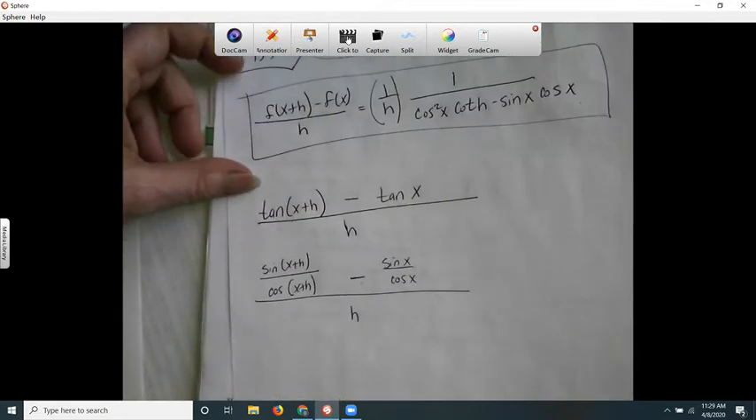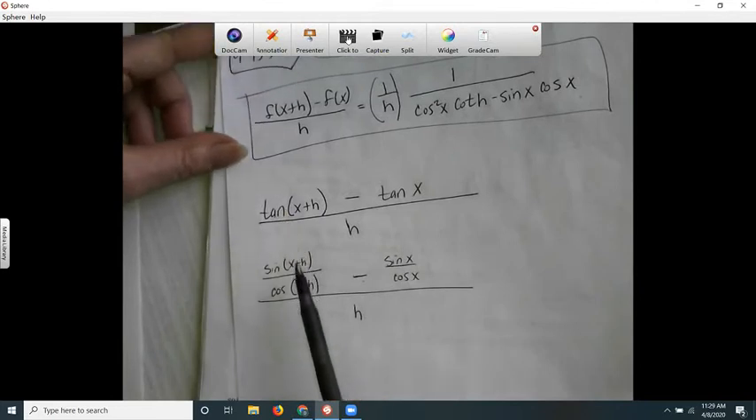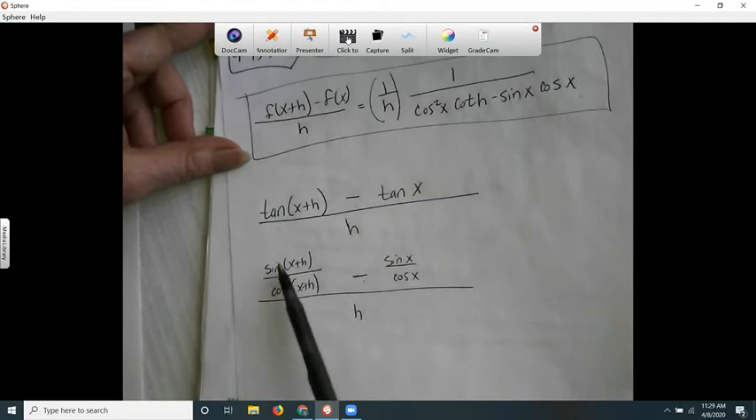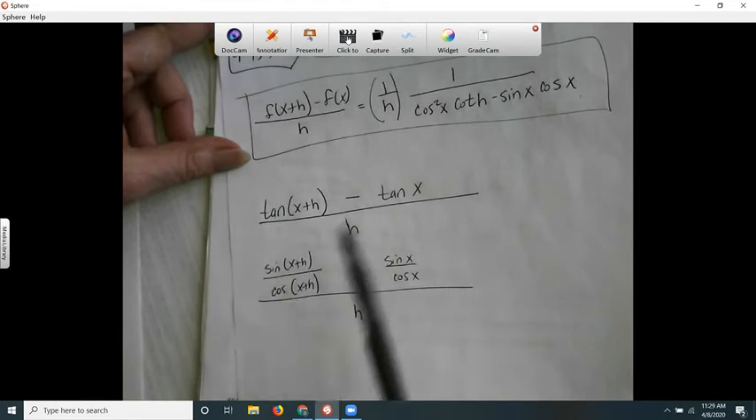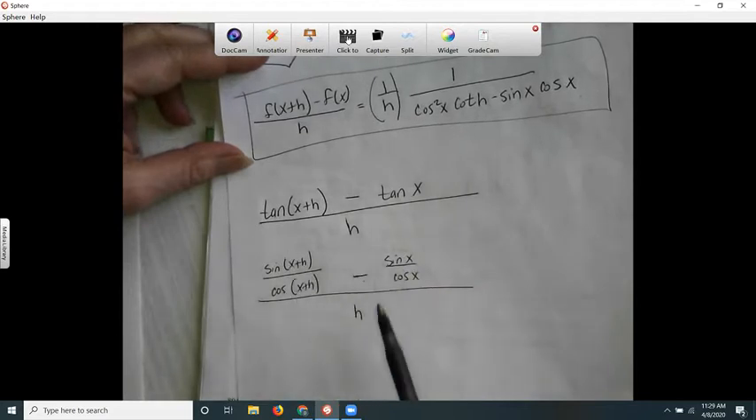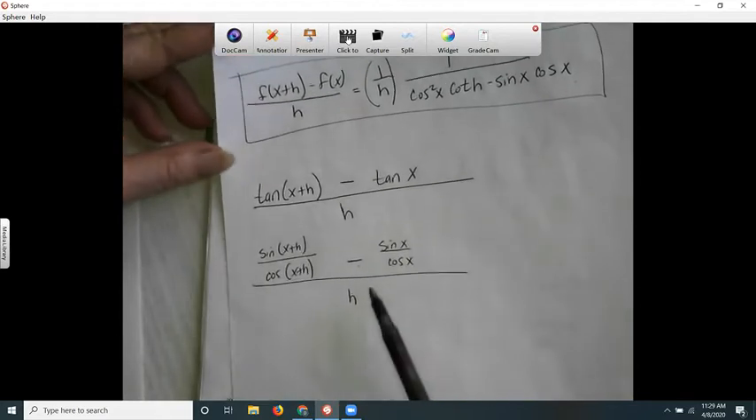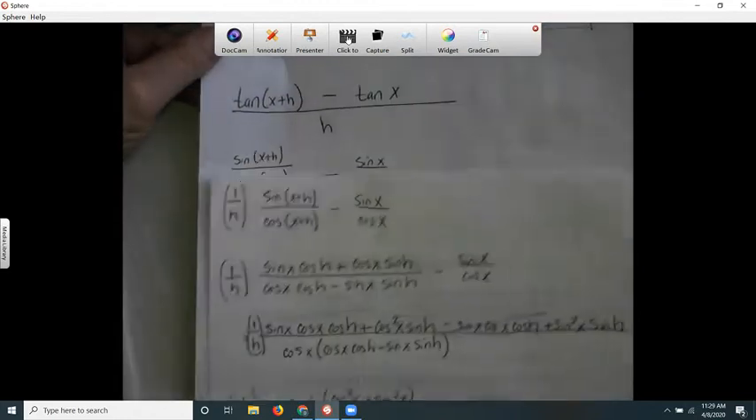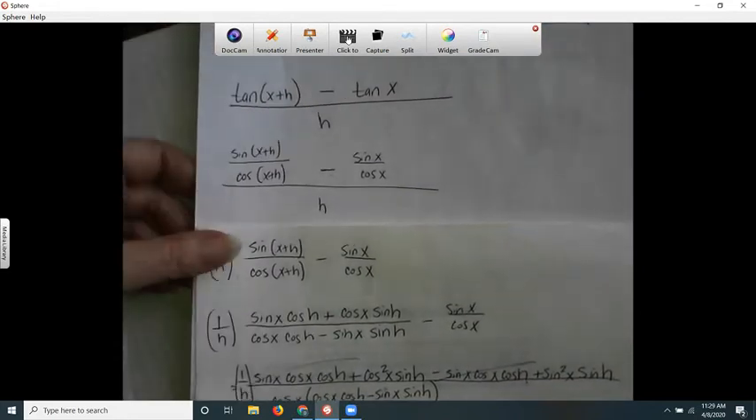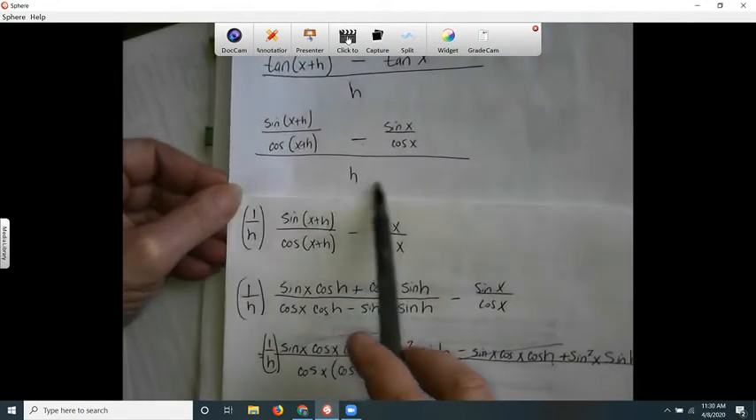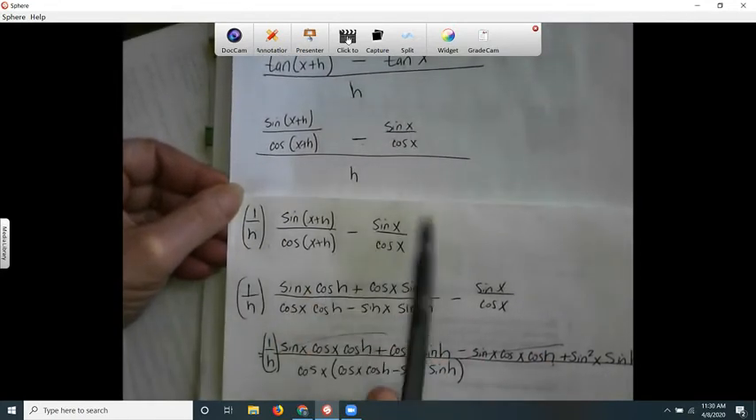So I know tangent is sine over cosine. So I just turned my tangent right here into sine over cosine. Right? And I did it right here. And then I realized I have a fraction over a fraction, and I'm going to take that h out. Where did I do that? On the next page. So I factor the h out.